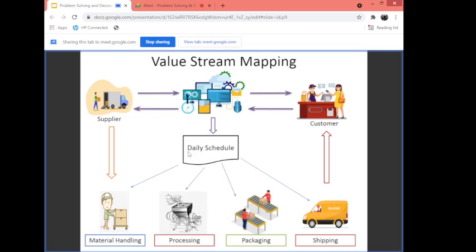So you need the IPPC to know the daily schedule in terms of material handling, in terms of processing, in terms of packaging, in terms of shipping. You also take care of the supplier in terms of having a pool of accredited suppliers. In order for you to have a good quality pool of suppliers, you need to identify all the suppliers. You need to screen, you need to audit the supplier because this is also very critical.